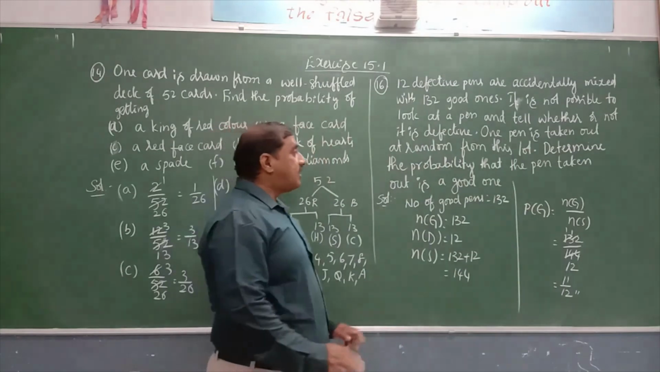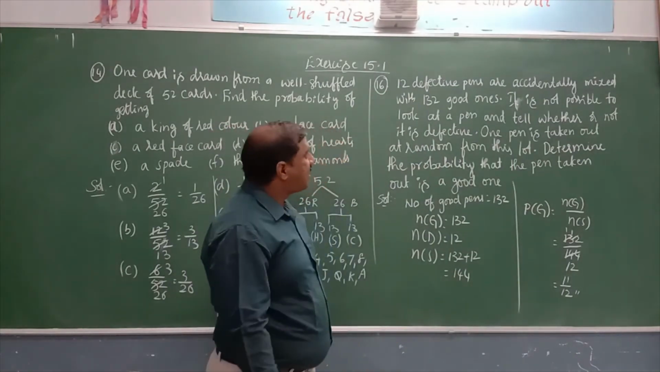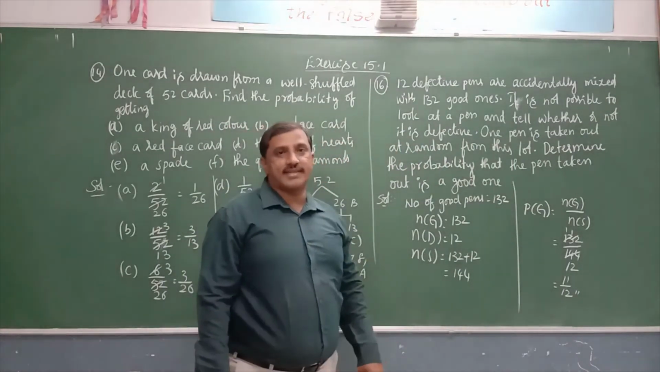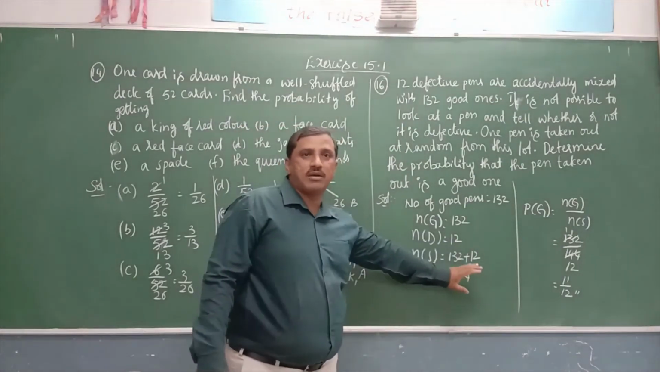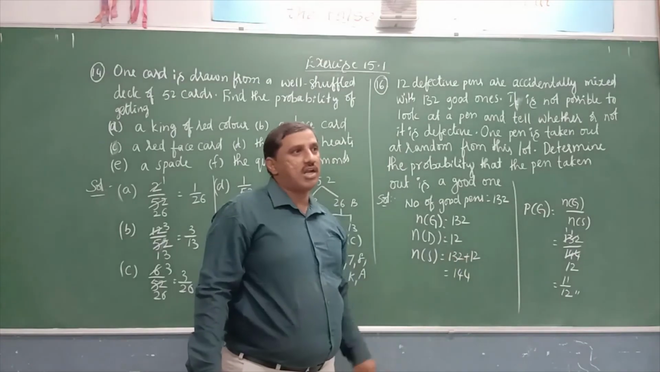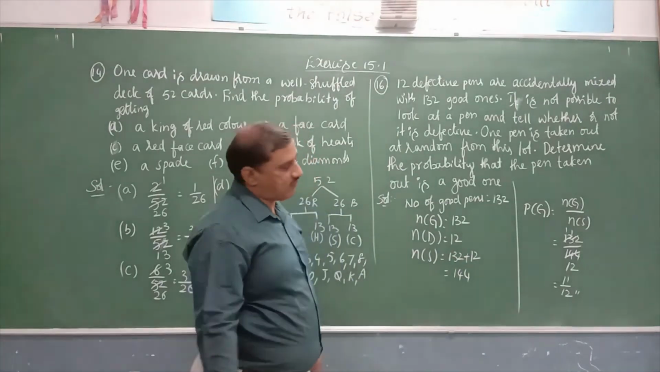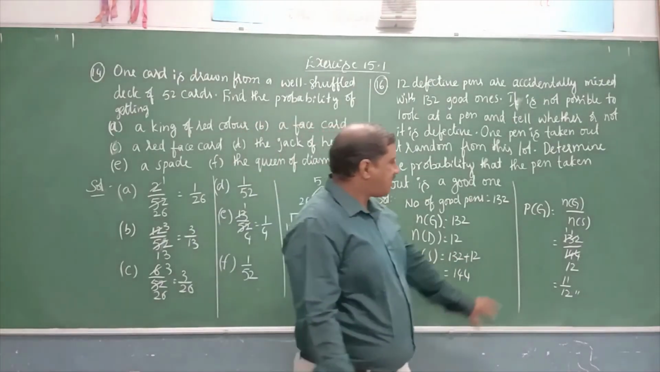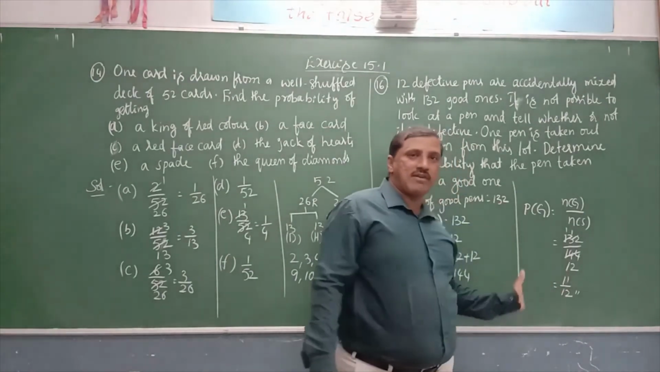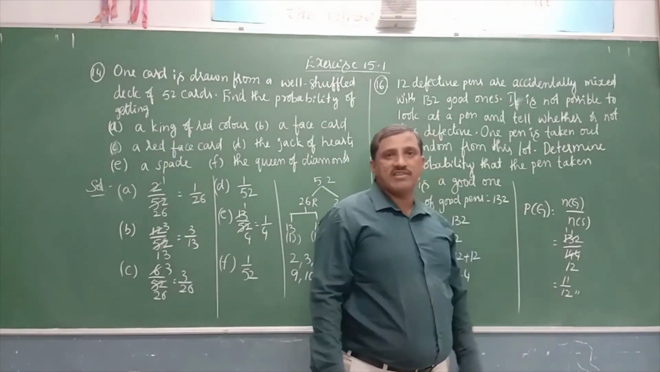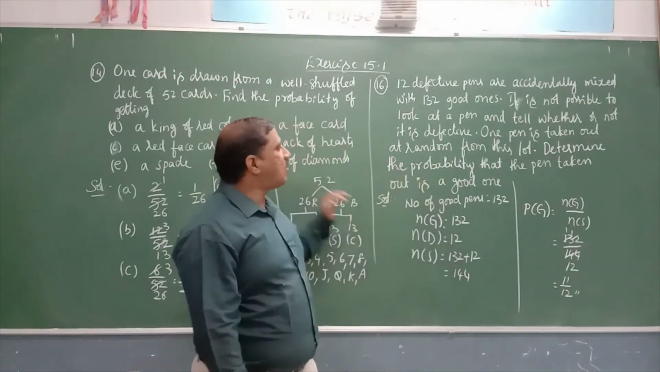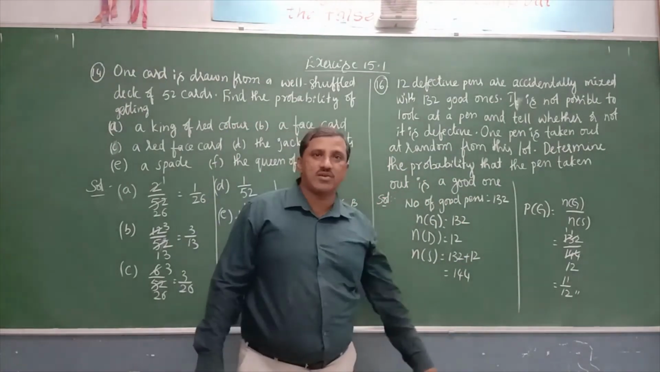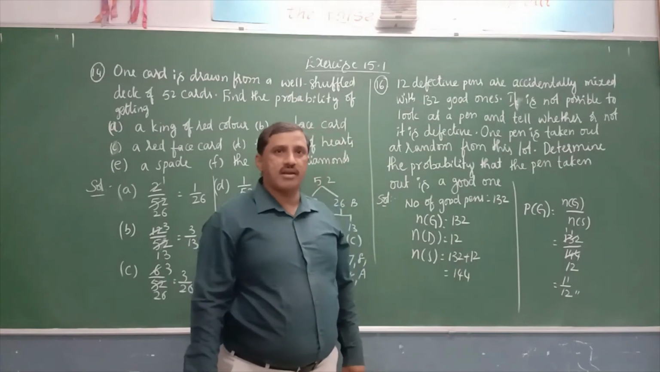Then what is the probability that the pen is a defective pen, if it is asked? Defective pens are 12 divided by total possible outcomes 144. We get 1 by 12. Or subtract the good pens from 1: 1 minus 11 by 12 is also equal to 1 by 12. That question is not asked here, but if it is asked, we need to do it. Is that clear, children? Yes?